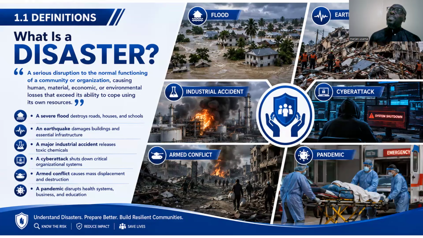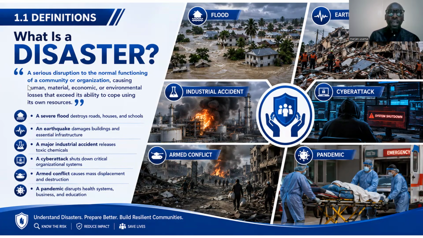So when we are talking about a disaster, number one, it should be serious. If it is not serious, like if it rains and it does not affect the people, it does not cause any destruction, that is not a disaster. So number one, it should be a serious disruption to the normal functioning of a community. Because as a community, as a country, there are things that you normally do every day. So if the rain affects the normal functioning, for example, people cannot travel from one place to another, people cannot go to work, then that is a disaster.